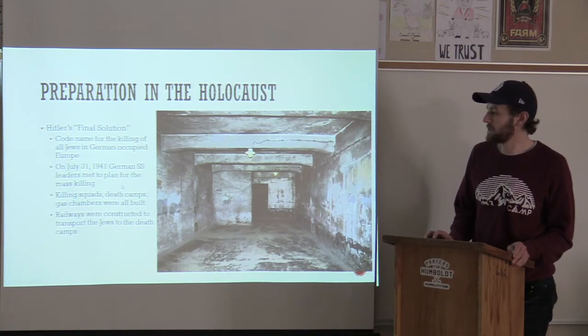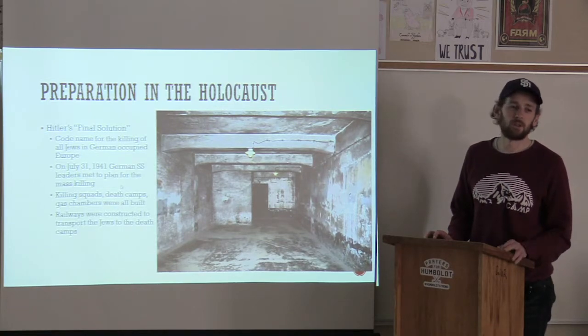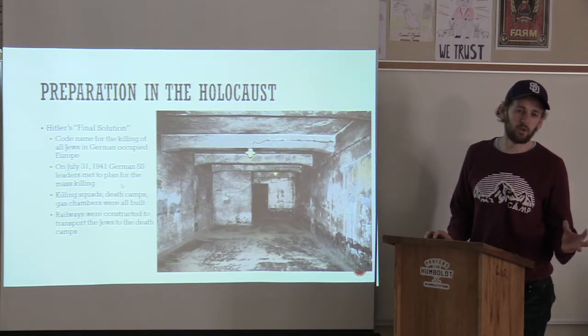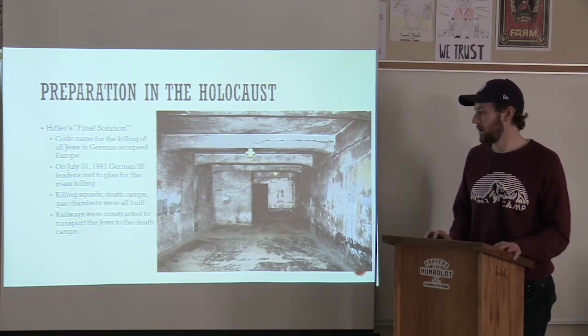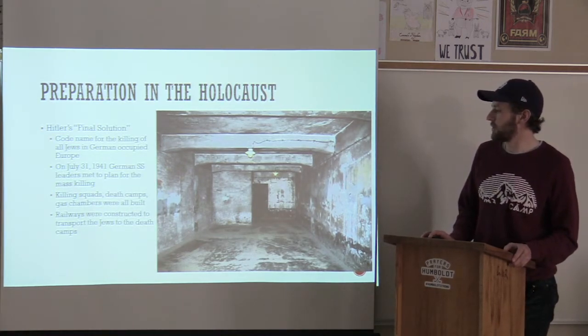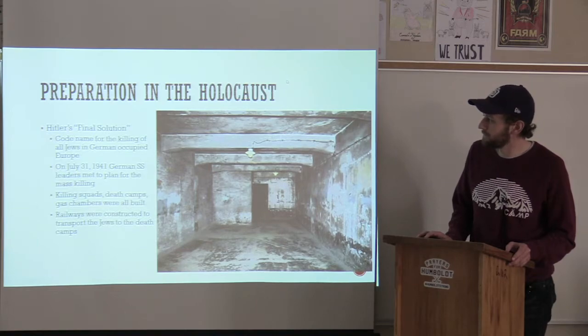On July 1st, 1941, the German SS leaders met to plan the mass killings, and what they essentially decided was to convert a lot of their concentration camps into death camps. So gas chambers were built, and railway tracks were built to essentially transport Jewish and other undesirable people out of the ghettos and out to the concentration camps. This picture right here is an actual death camp gas chamber. I believe this one is at Auschwitz.